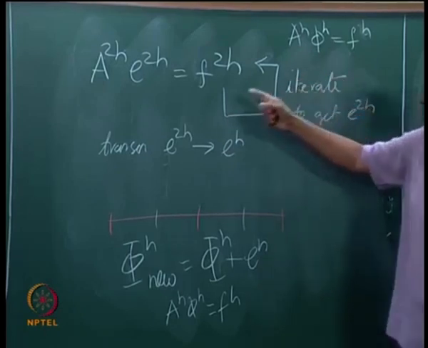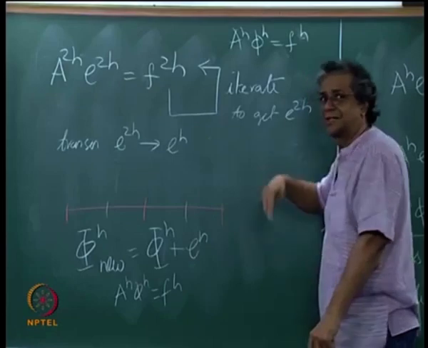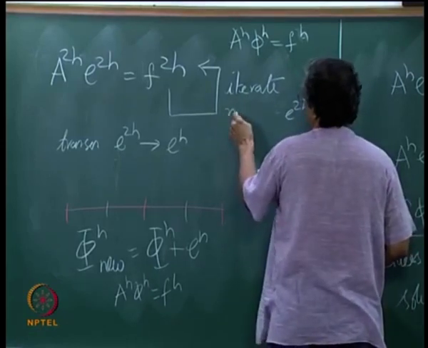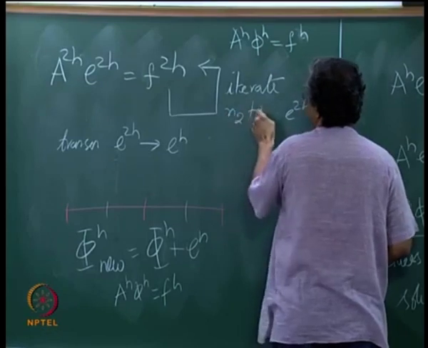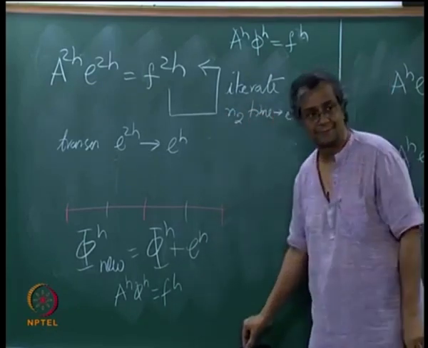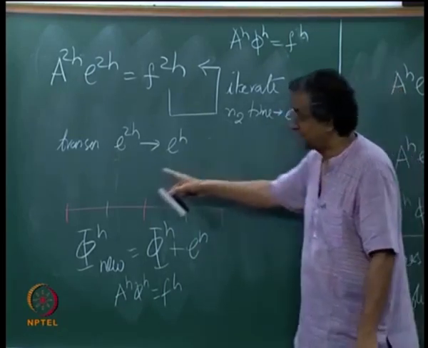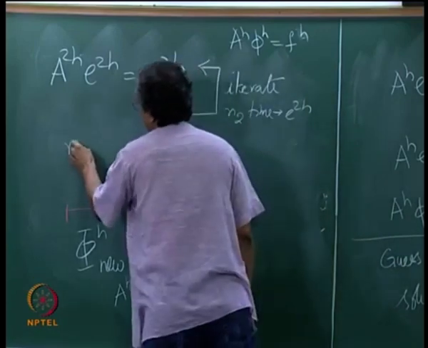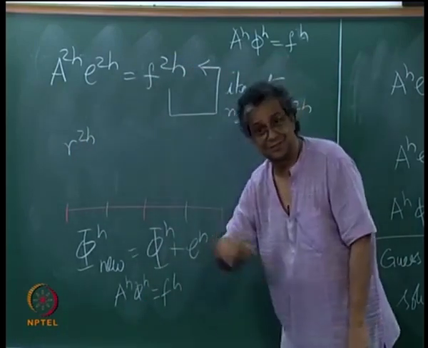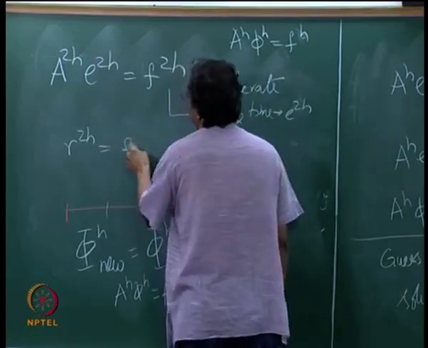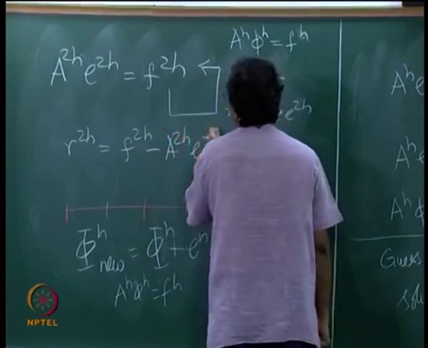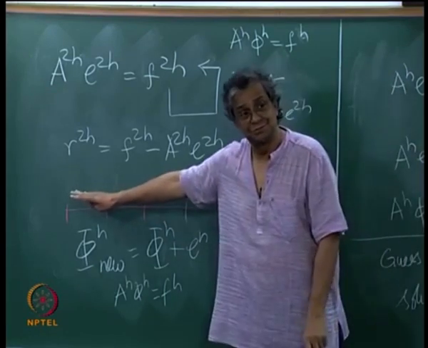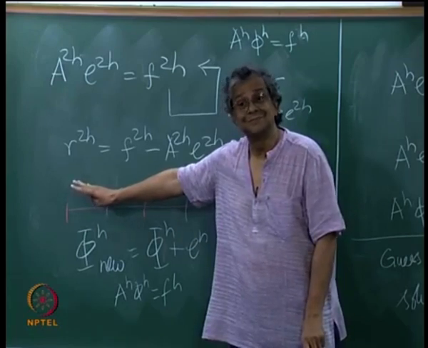So what you need to do is iterate this another n times or m times, n1 times or n2 times, whatever, to get this, and do not transfer it back. Instead calculate R2H. Now you understand why I wanted to call this F2H, because I propose to define a residue at this level. Calculate R2H, which is F2H minus A2H E2H. Transfer R2H to R4H.